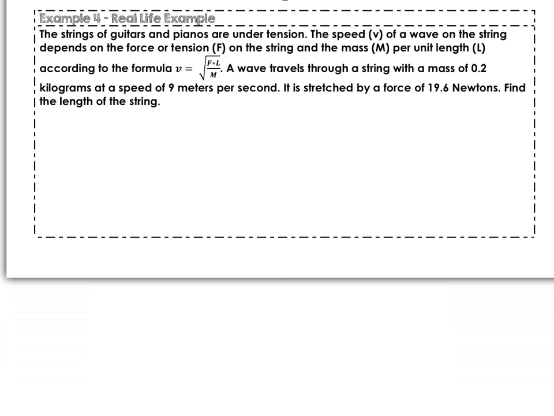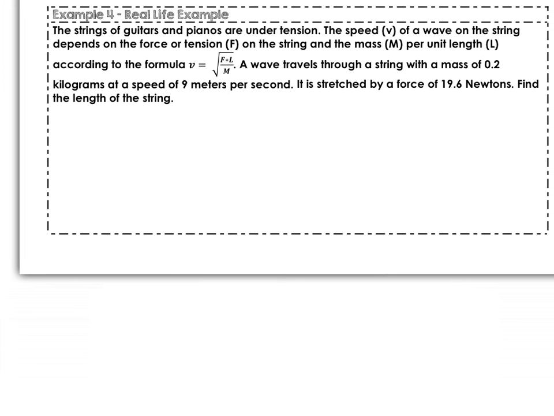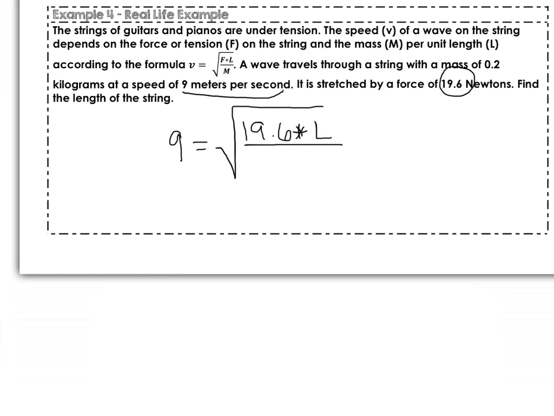A wave travels through a string with a mass of 0.2 kilograms at a speed of 9 meters per second, and it is stretched by a force of 19.6 newtons. We're told to find the length of the string. All right, so we need to plug in the information that we know. Some things that we know. We know that we have a speed given. Speed, remember, is going to be our v value. Okay, so 9 is equal to the square root of. So the force that was given, 19.6. Okay. We were not given our length, and that's what we're trying to find, and we're given a mass of 0.2.